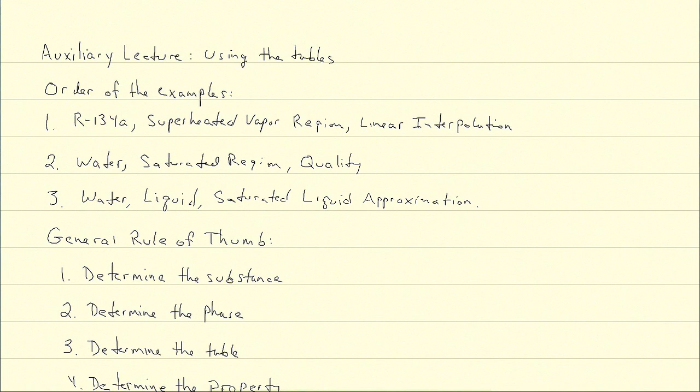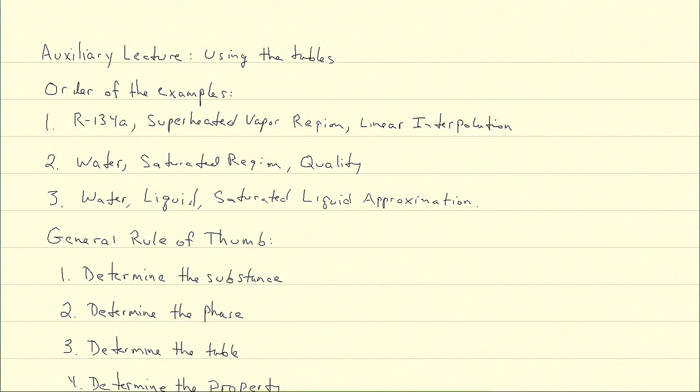The second example is going to be water, and this is going to be in the saturated region, so this is now where quality is defined. And then the third example is going to be liquid water, where we impose something called the saturated liquid approximation, and I'll talk about what that is when we actually go through that example.